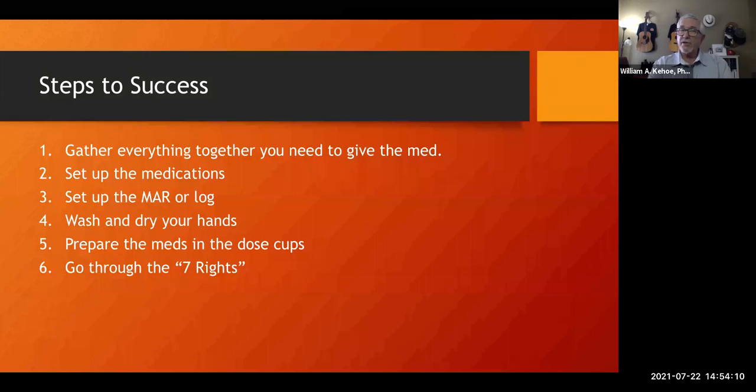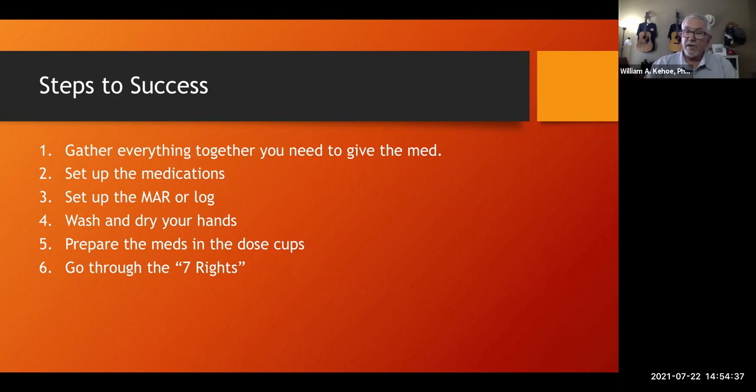And you do that by using the MAR or whatever logbook you have, but it's a med administration record. You should wash and dry your hands. That's particularly important today with everything that's going on around us. We just wash our hands thoroughly before we do anything with patients. I never touch a patient's medication without having washed my hands. And then you prepare the meds. Usually there's those little white dose cups.